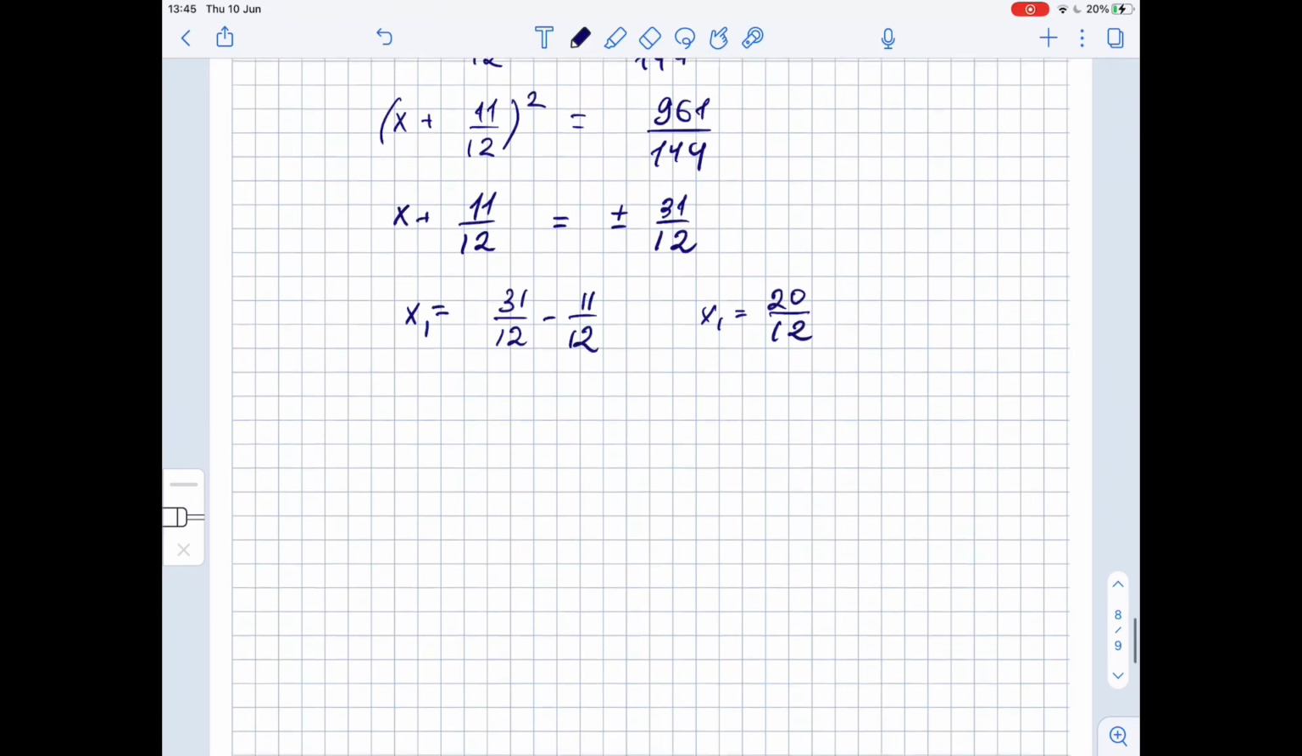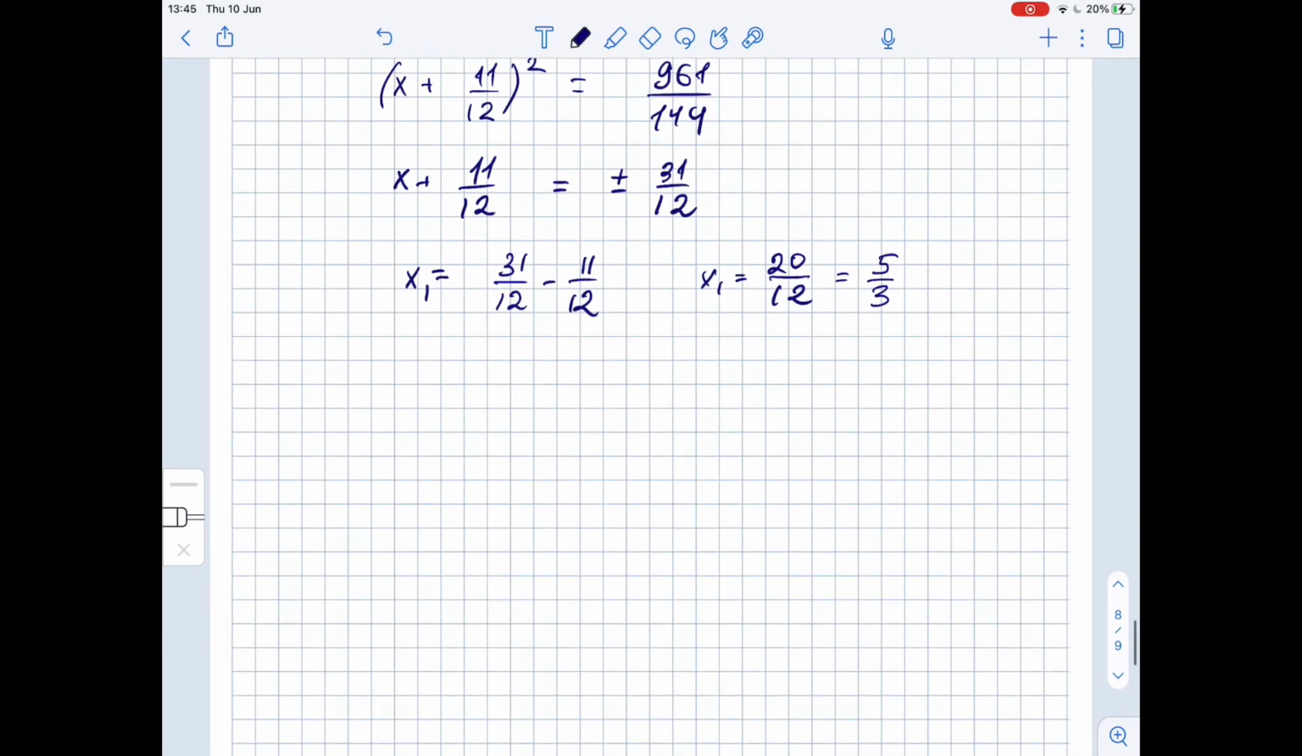We can divide numerator and denominator by 4, and it equals 5 thirds. And x2 equals negative 31 twelfths minus 11 twelfths. So x2 equals negative 42 twelfths. Again, we can divide numerator and denominator by 6, and we get negative 7 halves.